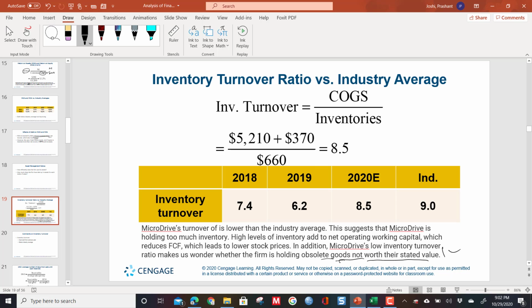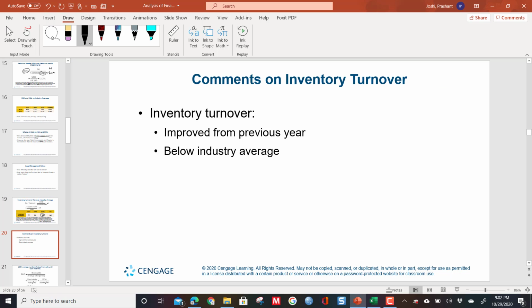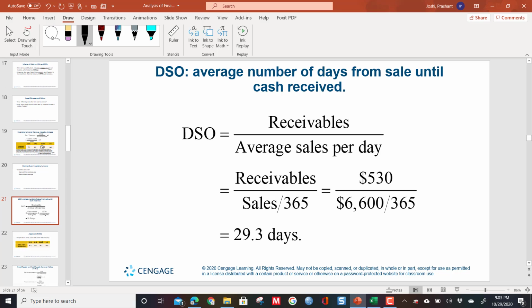But you see, the inventory turnover is still lower than the industry. So it means that they are holding too much inventory, because the denominator seems to be larger. However, the improving inventory turnover ratio is a good sign, but still it is lower than the industry. It is improved from previous years, but below the industry average.